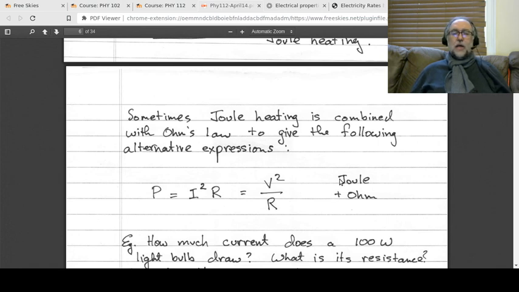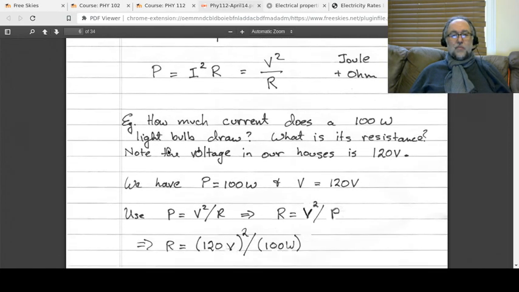It's just basically the Joule heating formula, P is equal to IV, combined with Ohm's law. All right, now we're ready for a couple of problems. How much current does a 100-watt light bulb draw? And what is its resistance? Note that the voltage in our houses is 120 volts.